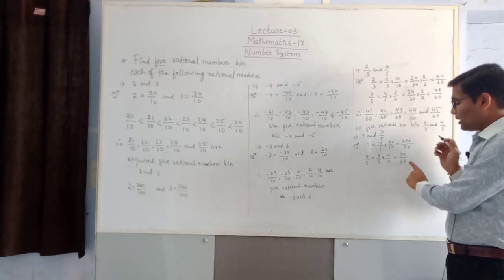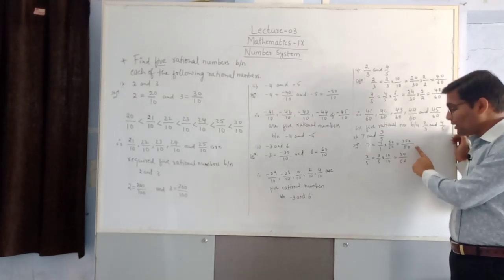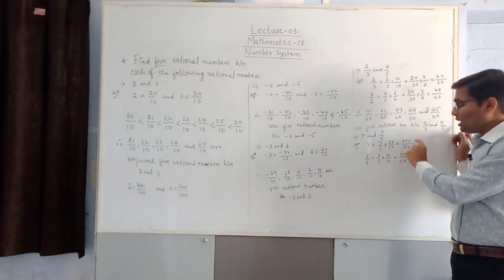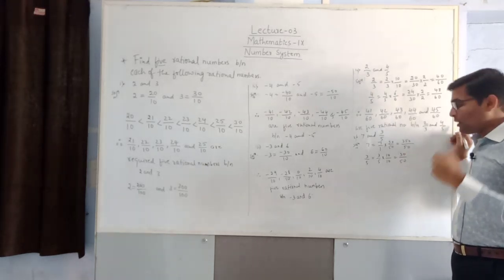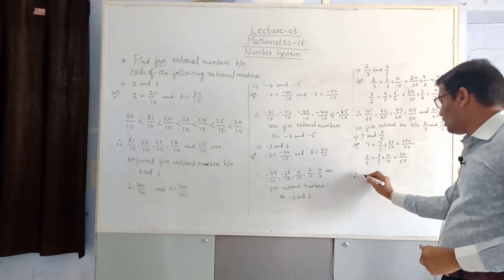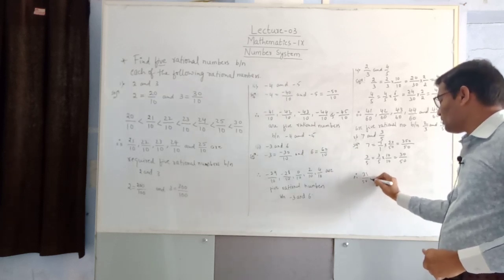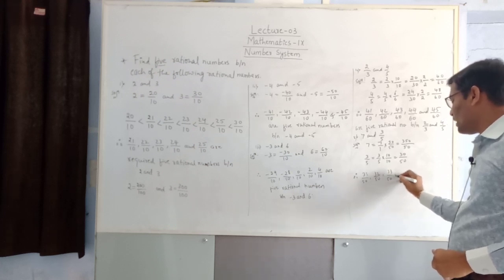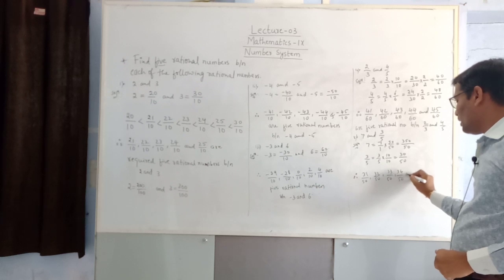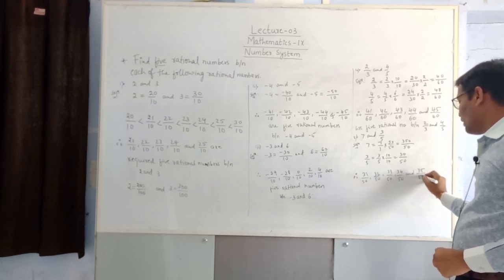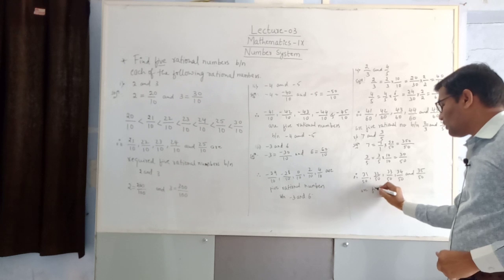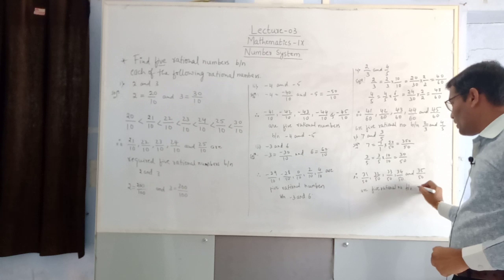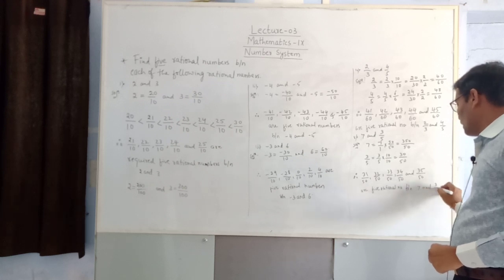Look here, the denominators are already 50, and the numerators are 30 and 350. There are many numbers. Among those we can write any 5, therefore 31 by 50, 32 by 50, 33 by 50, 34 by 50 and 35 by 50 are 5 rational numbers between 3 by 5 and 7.